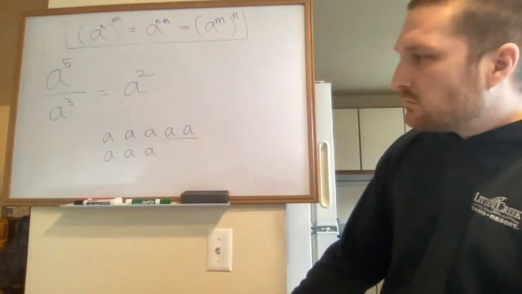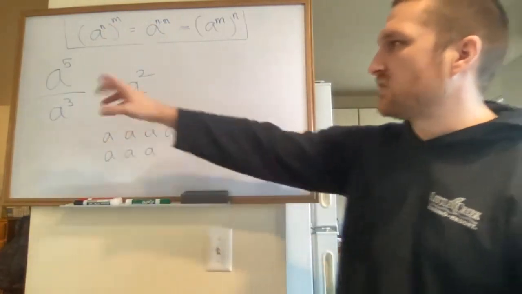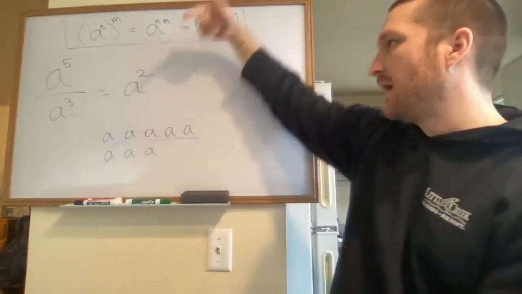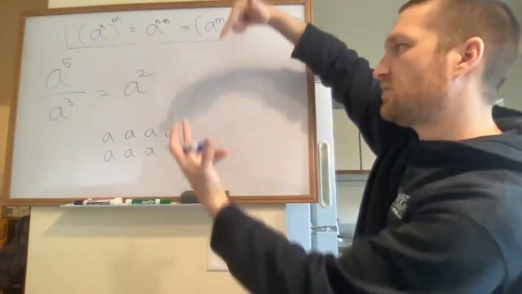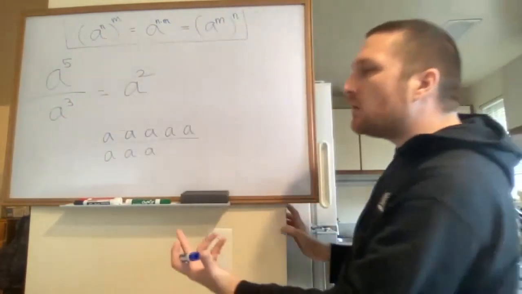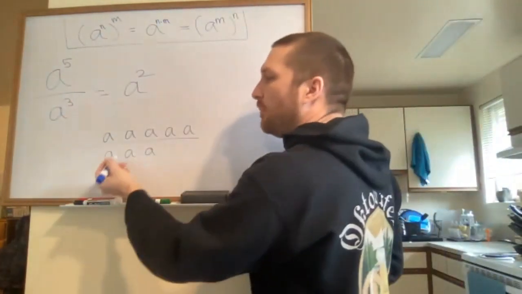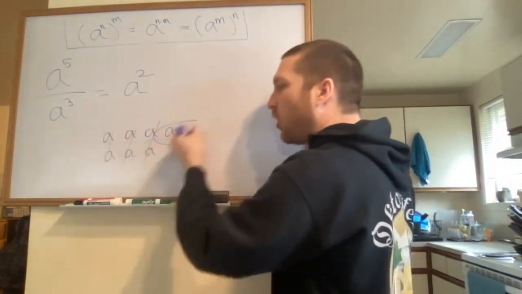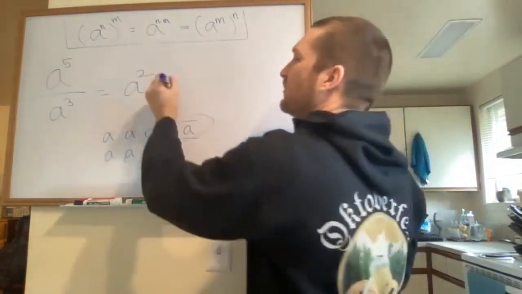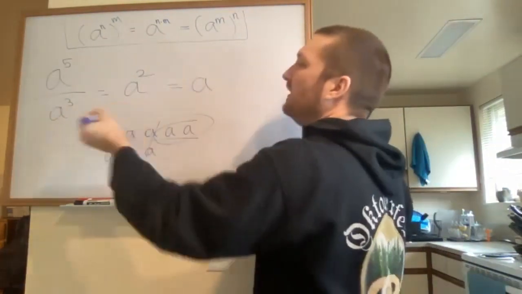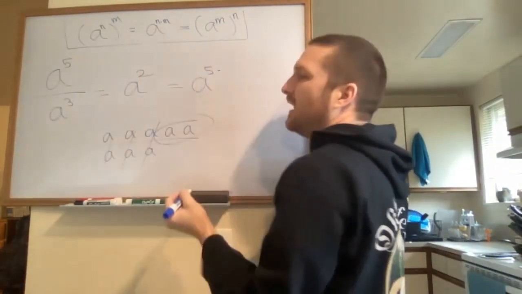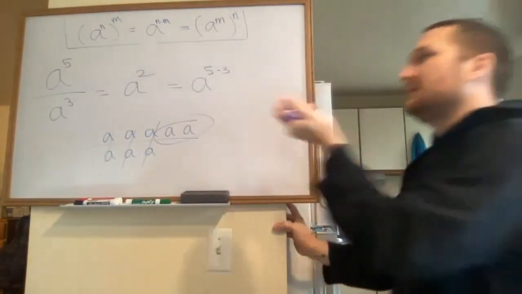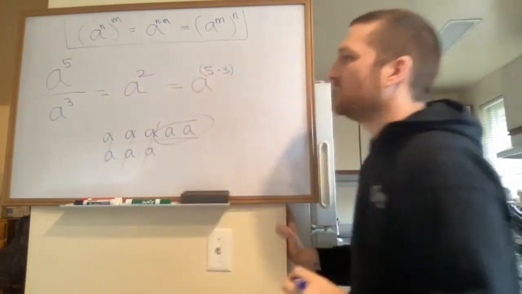And in general, what we're doing here is you have a certain number of A's on the top and a different number of A's on the bottom. So there's going to be some canceling out. For every one on the bottom, you subtract one off from the top, and whatever's left over is how many you have. So the formula is whatever the top number is minus whatever the bottom number is. And that's how that works.